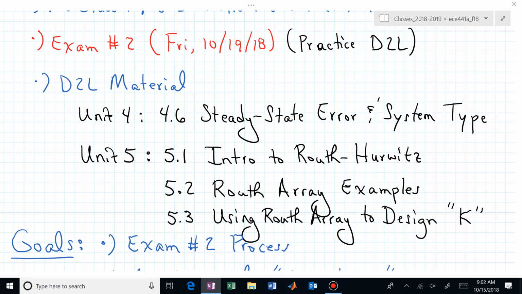And then there's one more, 5.3, which talks about how we can now use the Routh array to help us design a free parameter or a variable parameter in our system. In particular, we know that the leftmost column in the Routh array, for stability, needs to be non-negative, with no sign changes. So you can use that material to help you decide how to select this K, maybe for stability, maybe for other purposes.